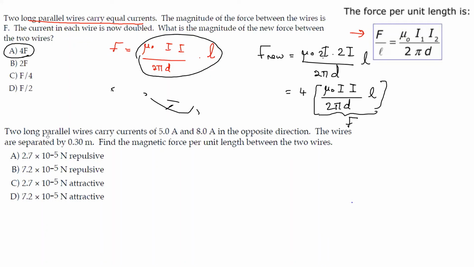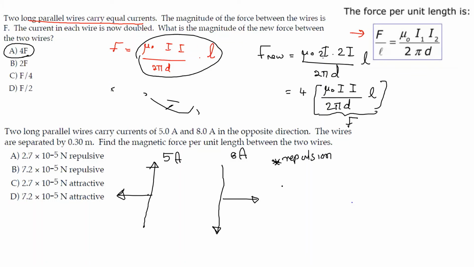So the second one: 2 long parallel wires carry currents 5 amps and 8 amps in the opposite direction. So if this wire takes current this way, the other wire takes current this way. We know if the currents are in opposite directions, it is a repulsion, right? That is something that you have to know, because in exams it's hard to do the right hand rule every time you get a question. So just remember this. It's a repulsion.